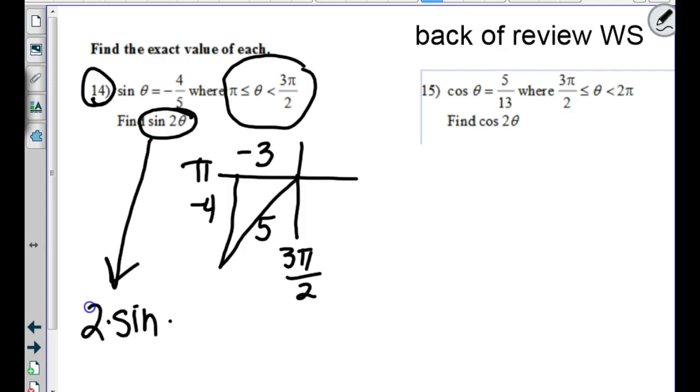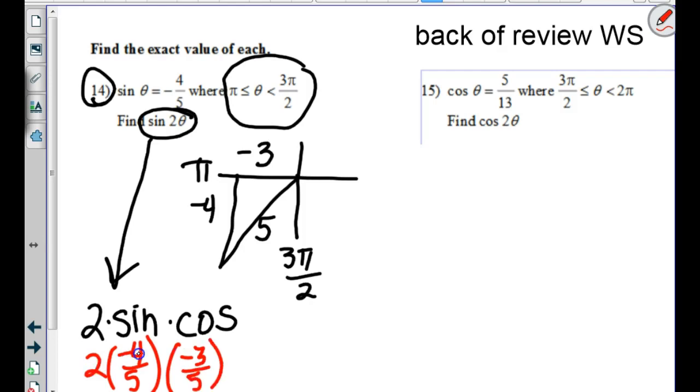2 times the sine times the cosine. So what numbers am I going to put in from this triangle? 2 times the sine, which is negative 4/5, times the cosine, which is negative 3/5, okay? 2 times negative 4 times negative 3 is 24. 1 times 5 is 25. Got it? Okay.